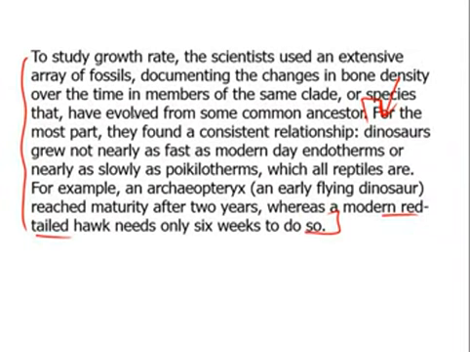For the most part, they, if that's confusing, scan back there, scientists, found a consistent relationship. Dinosaurs grew not nearly as fast as modern-day endotherms, or not nearly as slowly as the reptiles, we'll call them, which all reptiles are. So we know dinosaurs do not grow as fast as modern-day warm-blooded animals. They give an example. This early flying dinosaur took 2 years to mature, whereas a red-tailed hawk, the important part, takes only 6 weeks to grow. So now thinking in our own terms, well, the hawk grows really fast, the red-tailed hawk, and that's why he's mentioning it, to contrast the growth rate with that of a flying dinosaur, which is much slower.